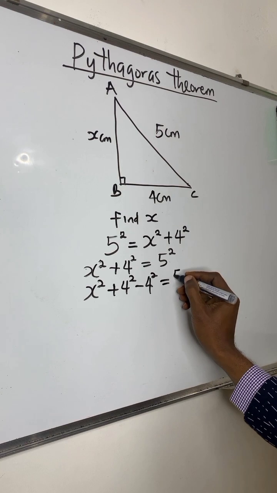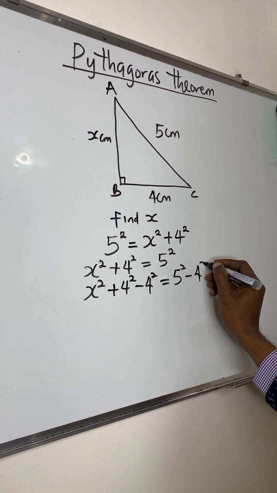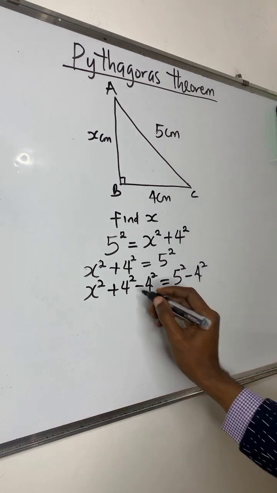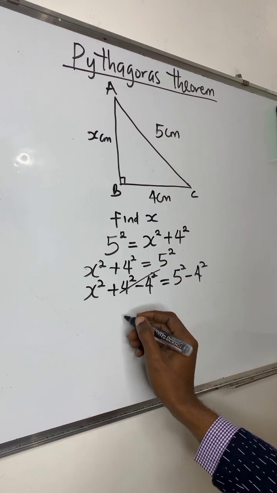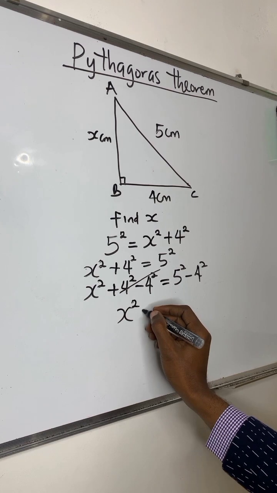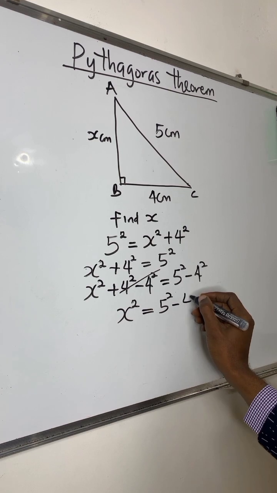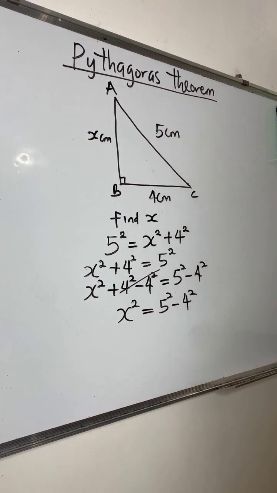If you do that correctly, you're now going to get what? You will get your x squared standing alone at the left-hand side. While at the right-hand side, we now have 4 squared appearing, because it has disappeared from the left-hand side, but it must appear at the right-hand side. So you now have 5 squared minus 4 squared at your right-hand side.